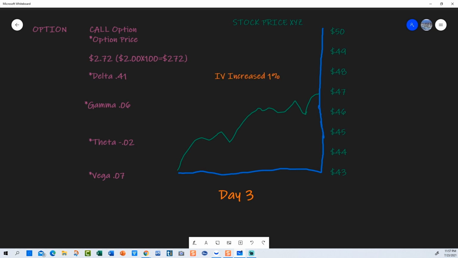So now let's say news, a catalyst, or whatever increased the implied volatility by 1%. That affects the Vega. Vega is 0.07. So the option price will increase by 0.07 for the 1% increase in implied volatility, bringing us up to $2.79 for a profit of $79 on our initial $200 investment.